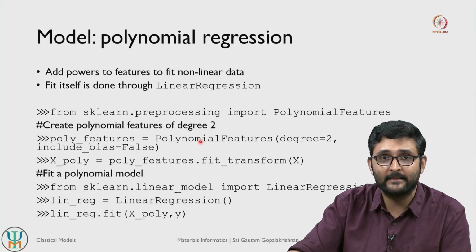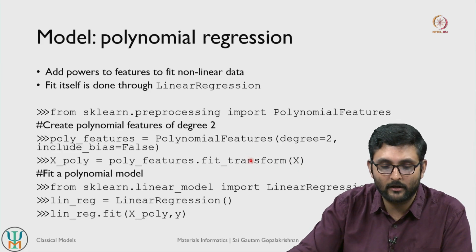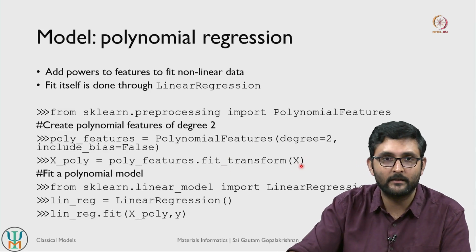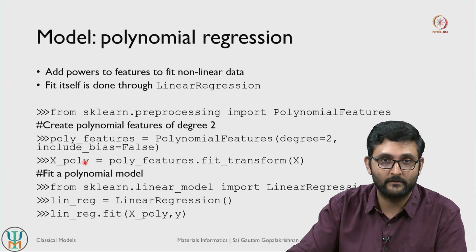Once you create this instance of the class, you call the fit_transform function and pass in all the features that you have in your data set. Once you call fit_transform and pass in the features, it is going to create a new set of squared features, polynomial features.